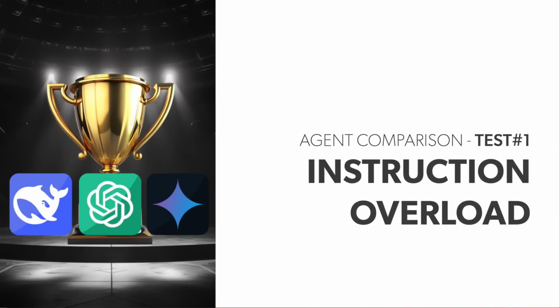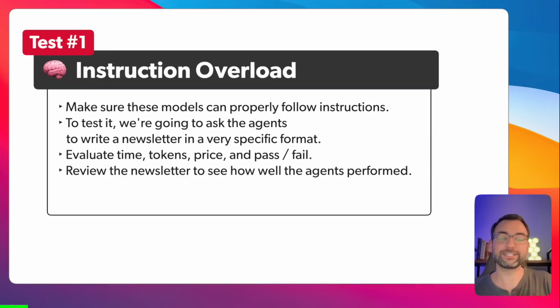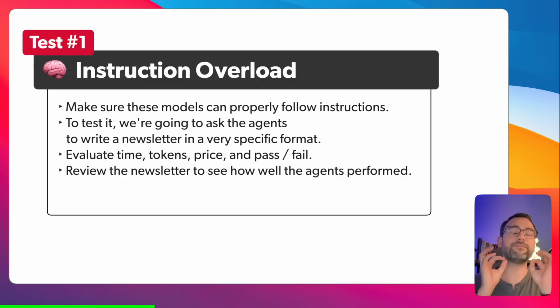All right, guys, so it's time to dive into our first test, which is called instruction overload. In this test, what we want to do is make sure that these models can properly follow instructions. So to test them, we're going to use these agents to go off and write a newsletter, but in a very specific format with a ton of different rules to really put these agents to the test.